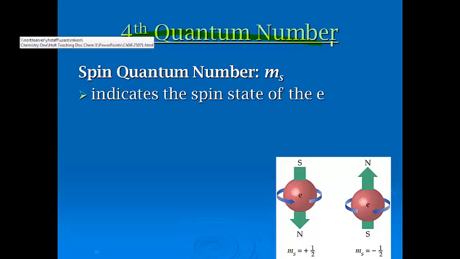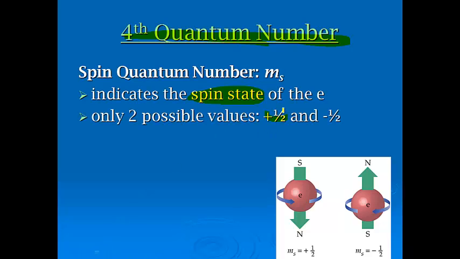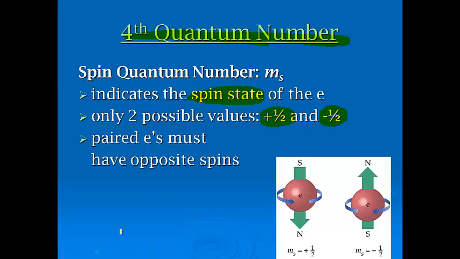Okay, the last quantum number is the spin quantum number, and that just simply talks about the spin state of an electron. There are only 2 possible values, plus 1/2 or minus 1/2, but in other words, what it's really telling us is that the electrons have to have opposite spins. And a little bit later, when we draw orbitals, we're going to put a line to represent an orbital, and we show electrons with paired spins as one half arrow up and one half arrow down. But ultimately, these paired electrons have to have opposite spins.